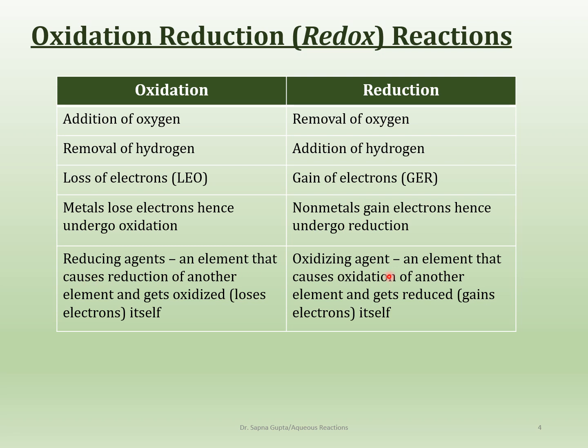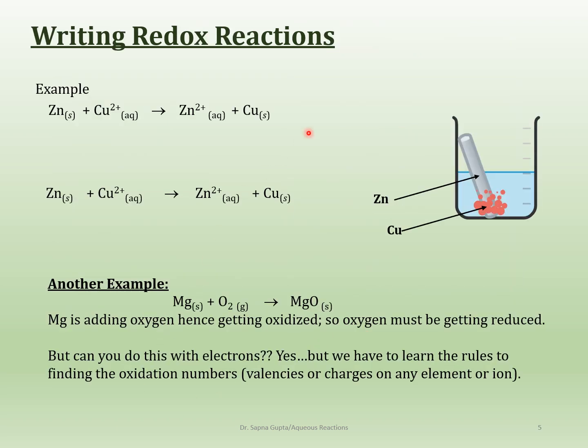Oxidizing agents, on the other hand, are the non-metals, because oxidizing agents cause oxidation of something else, which means they cause something else to give electrons. Generally the non-metals like to take electrons, and therefore they are called the oxidizing agents. So how do we write redox equations?